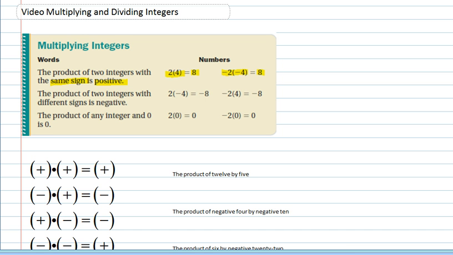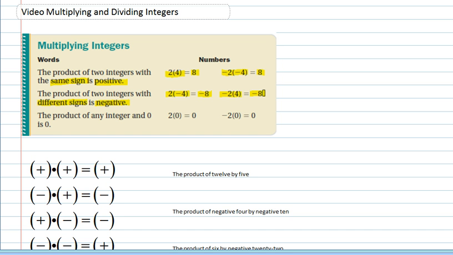The product of two integers with different signs gives you a negative product. So you have a positive 2 and a negative 4. That's going to give me a negative product, or negative 8. The same is true of the reverse. So negative 2 times positive 4 would give me a negative product, negative 8.